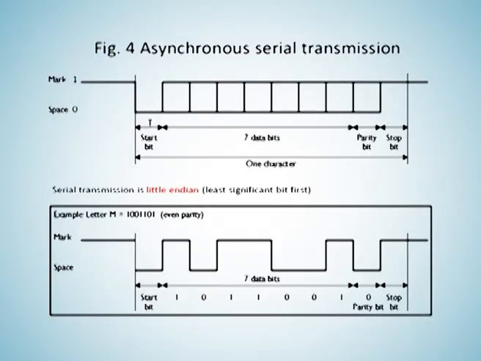Let us look at the asynchronous method in greater detail. Refer to figure 4 depicting two diagrams. The upper diagram shows the bits sent in sequence in this protocol, while the lower part shows transmission of a single character M in ASCII code of 7 bits 100 1101 with a parity bit.